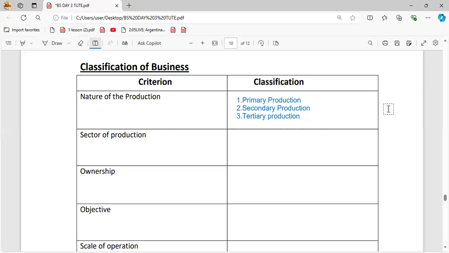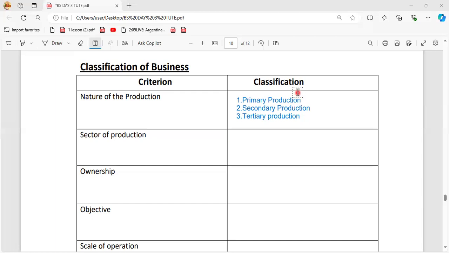For example, in a furniture manufacturing business, the first production is primary production. Primary production means from nature, from the forest, we have to get the wood. Did you understand? Therefore, what is primary production? We are learning that it is extracting the resources from nature. Forest is a part of nature. From the forest, we are extracting wood, primary production.